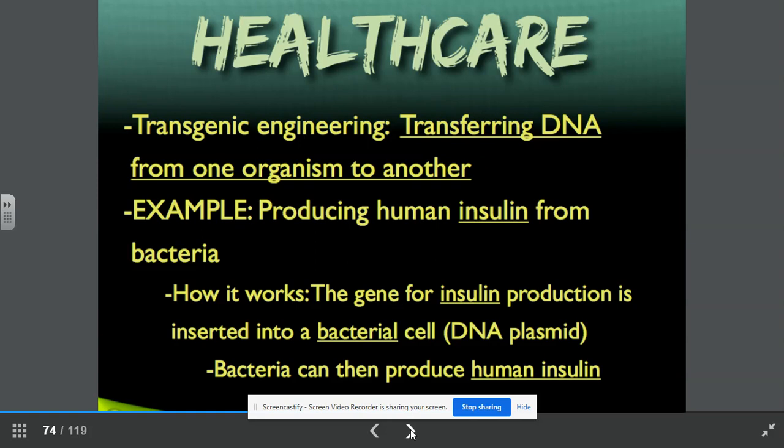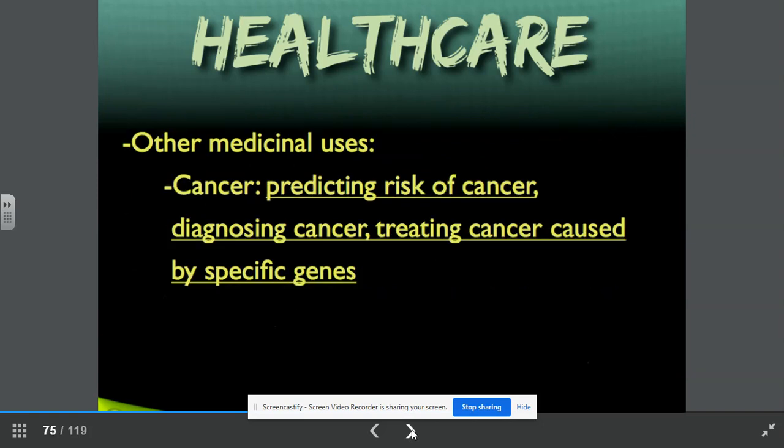How it works. Well, the gene for insulin production is inserted into a bacterial cell. This is known as a DNA plasmid. Bacteria can then produce human insulin. Imagine how life-changing this is for diabetics.